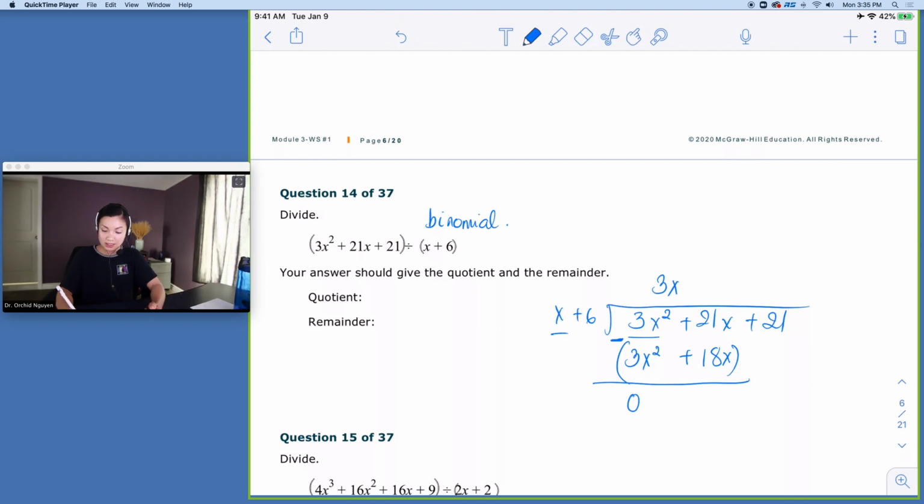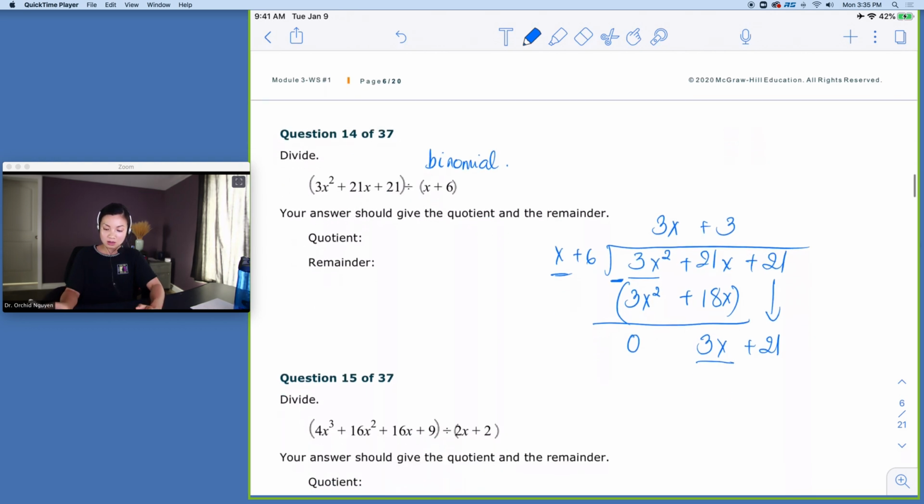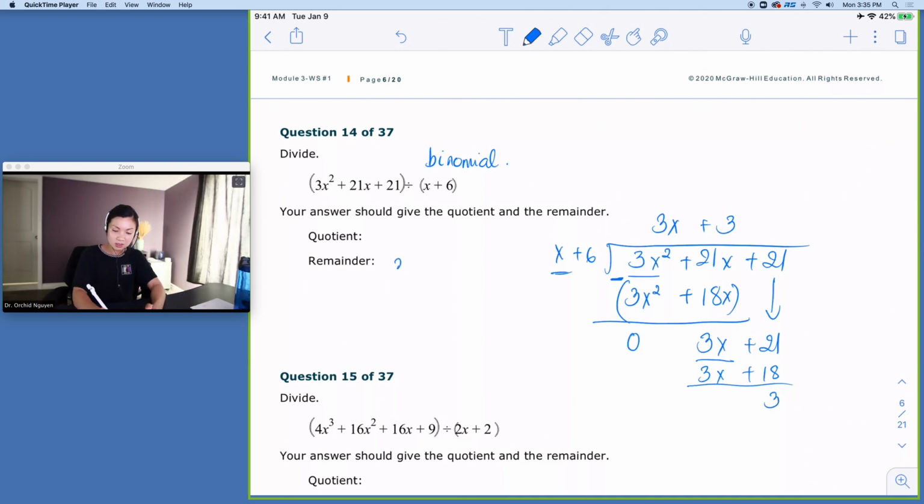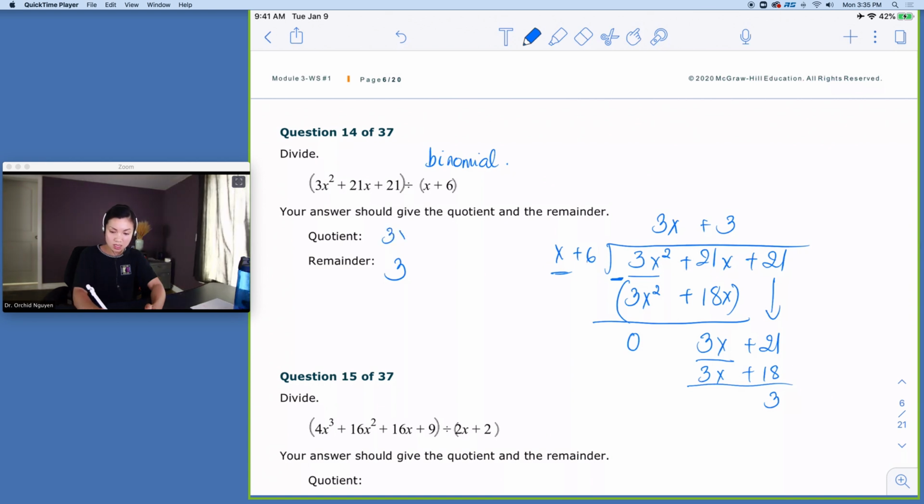21 minus 18 is 3x. You bring down 21. And we do the same thing. We take 3x, we divide by x, which is 3. So once again, I multiply, so I get 3x plus 18. And once again, I can subtract. I end up with 3 for the remainder. So it's 3, and then we have 3x plus 3 for the quotient.